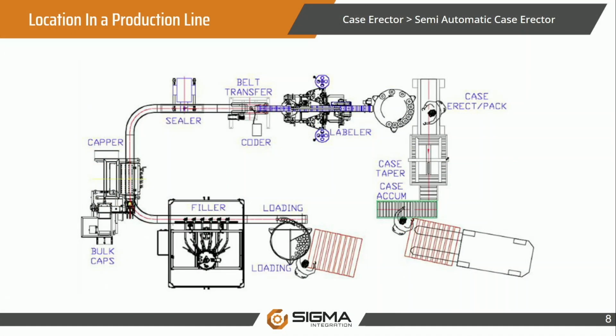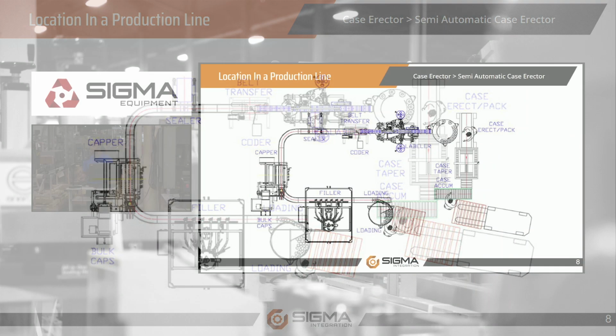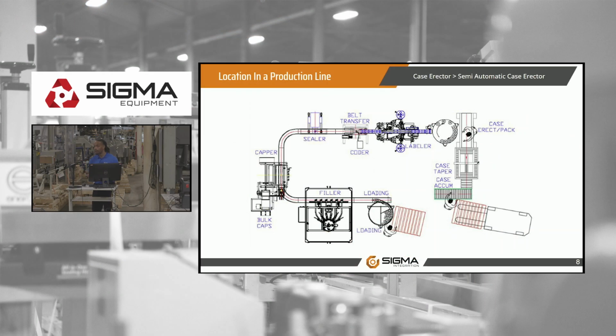So, location in a production line. This is a full production line where they are actually doing bottles. As you can see here, it starts with the loading station where the operator is loading the rotary accumulation table. Then it's going to the filler. From that point, the capper where it's being sealed, and the coder where it's putting the lot date codes on it, where it's being labeled, back to the accumulation table where that operator is picking them off and putting the product into the box.